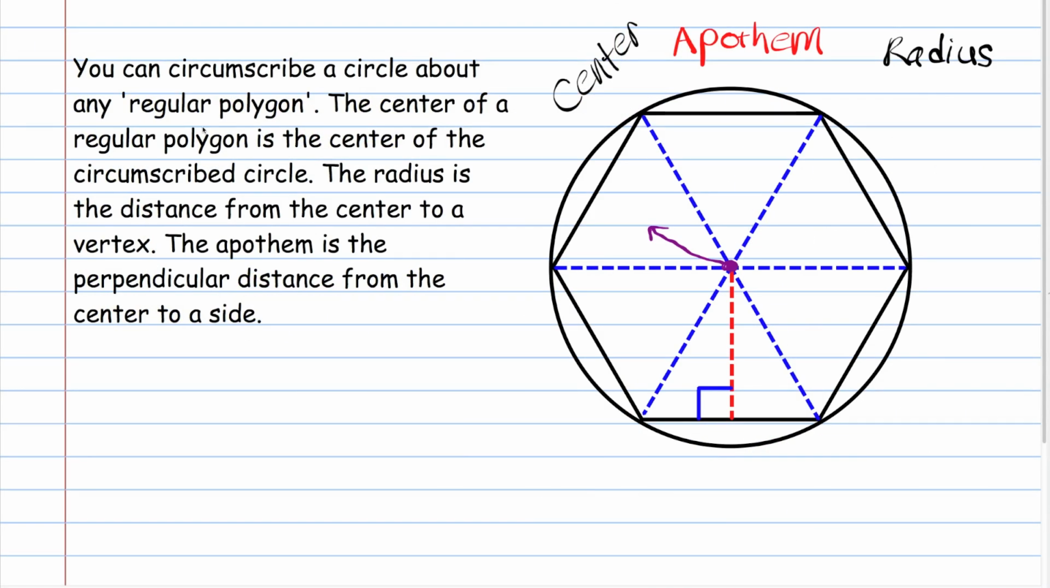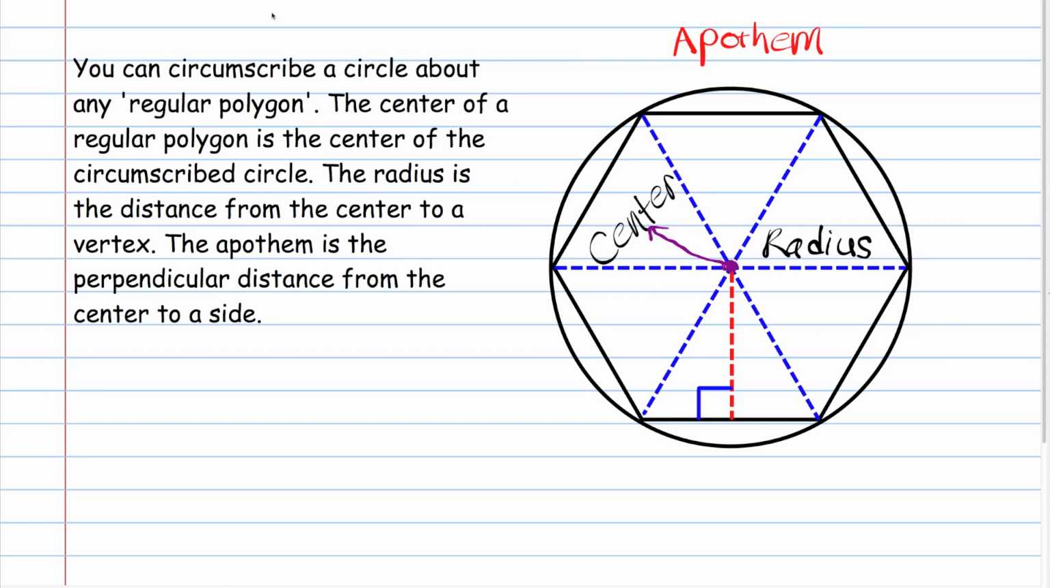Here we have some vocabulary about any regular polygon. The center of a regular polygon is the center of the circumscribed circle. We can see that right here. The center of the polygon and the center of the circle happen to be the same thing. The radius is the distance from the center to the vertex. So here we have the radius. It's the distance from the center to the vertex. It's also the radius of the circle.